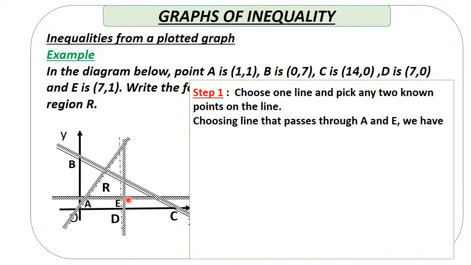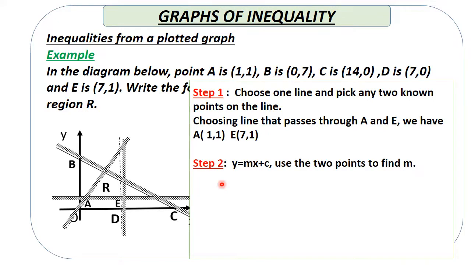So if we choose this one, we're going to use A and E as the points to develop the equation of a line. A is (1, 1), E is (7, 1). So how do we come up with the equation of a line? The first thing is you need to remember the standard equation of a straight line.